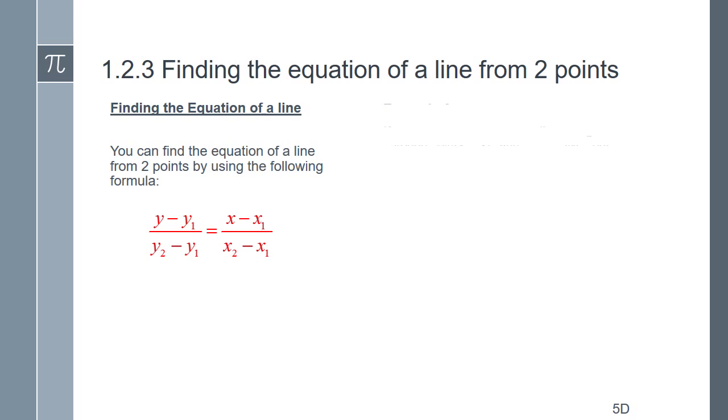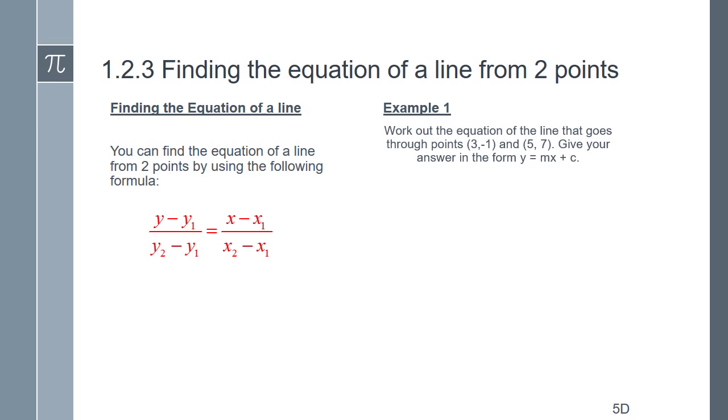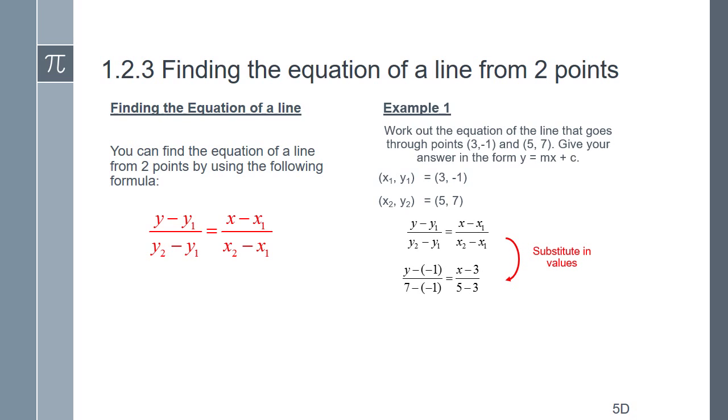The process we go through is obviously the same as before. Work out the equation of the line that goes through the points (3, minus 1) and (5, 7). Give your answer in the form y equals mx plus c. We write down x1, y1. We write down x2, y2. We write down the formula. We substitute in the values. We tidy it up by working out any sums. And then we can rearrange it.